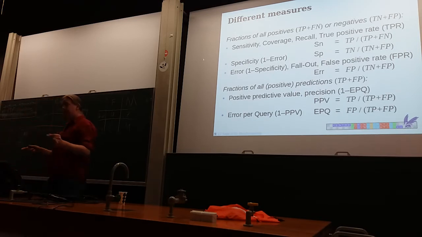The error is the complement of specificity, so it's 1 minus that thing, or it's false positives divided by these two.